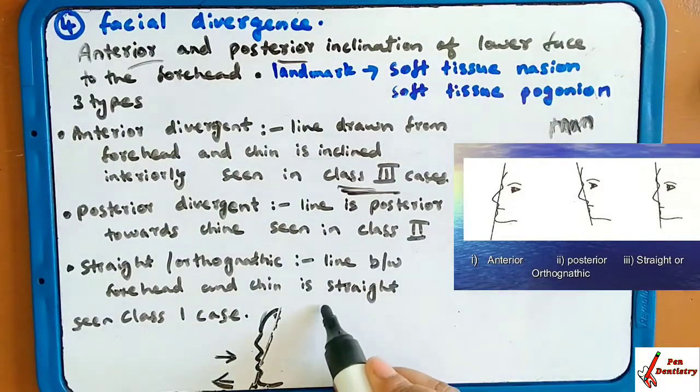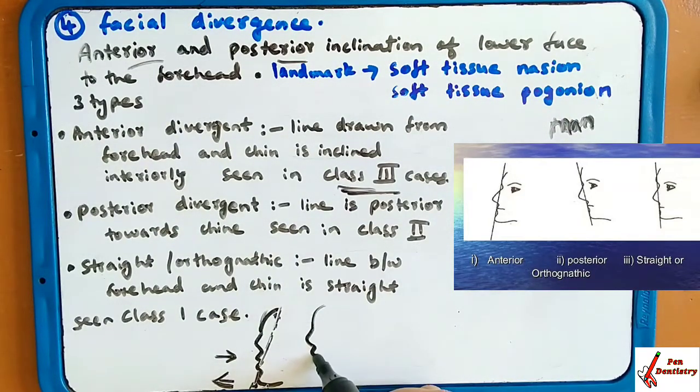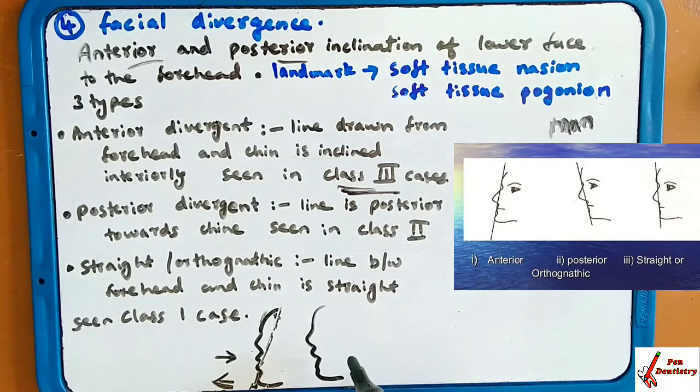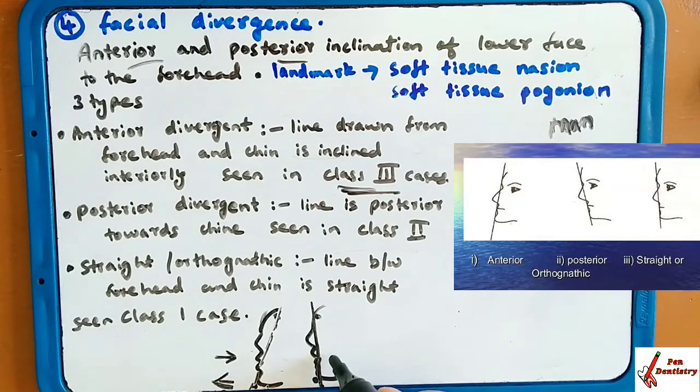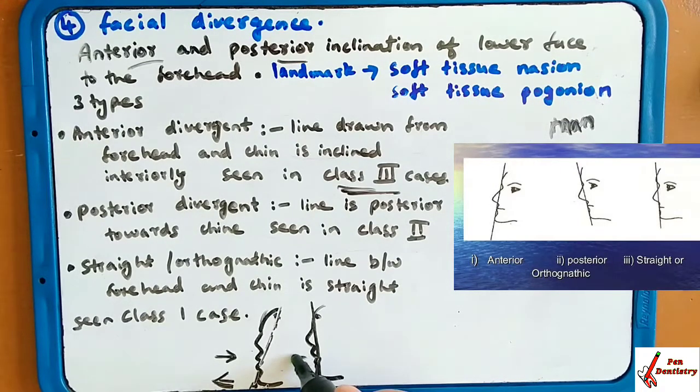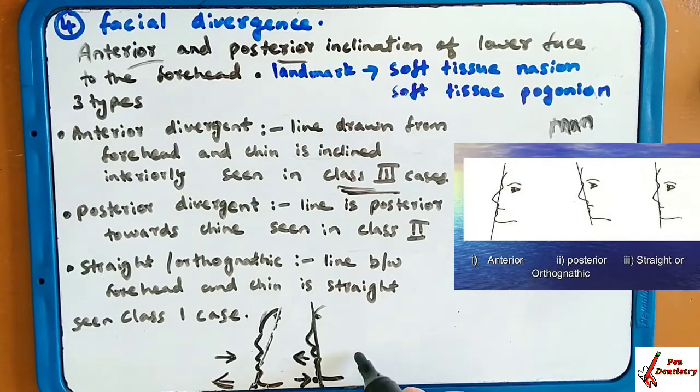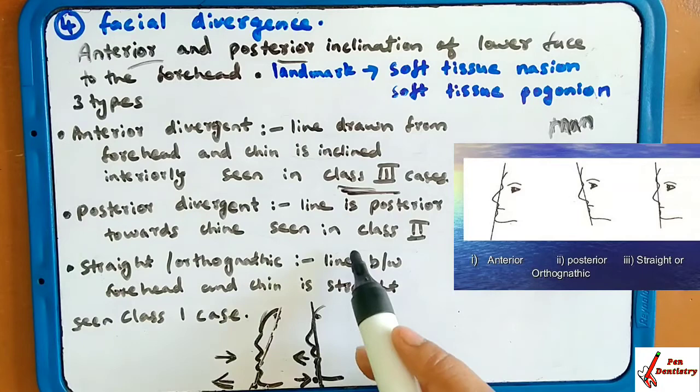In the posterior divergent facial profile, the line drawn from the forehead to the pogonion is inclined to the posterior side like this. This is seen in class 2. Why class 2? Because the maxilla here is protruded and the mandible here is retruded. This is seen in class 2.